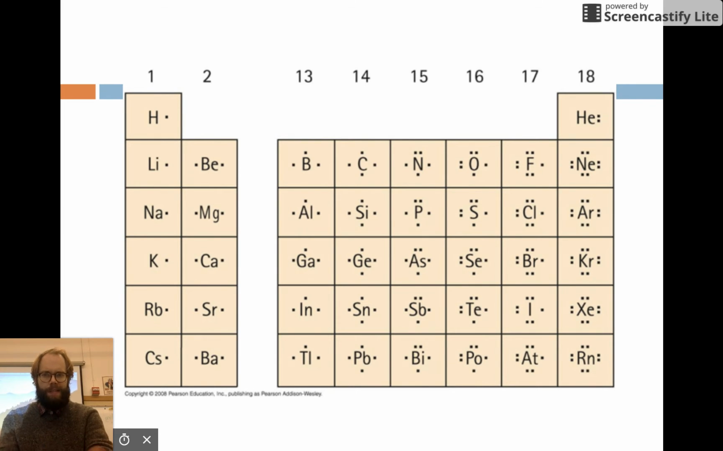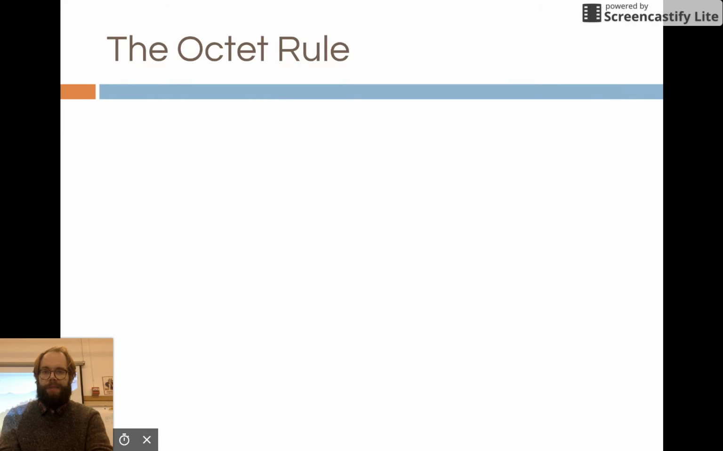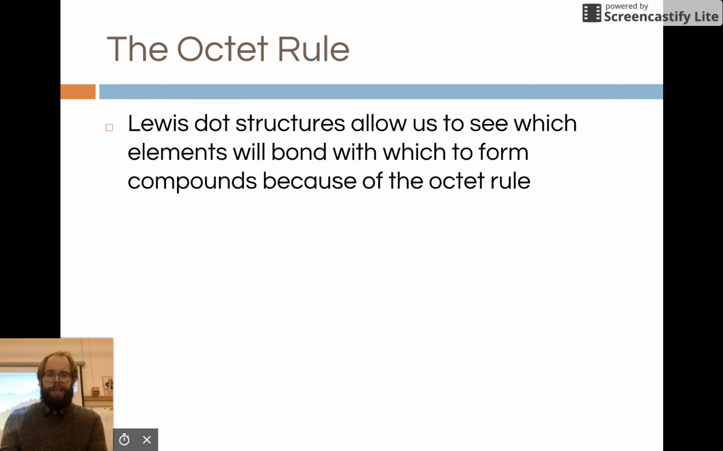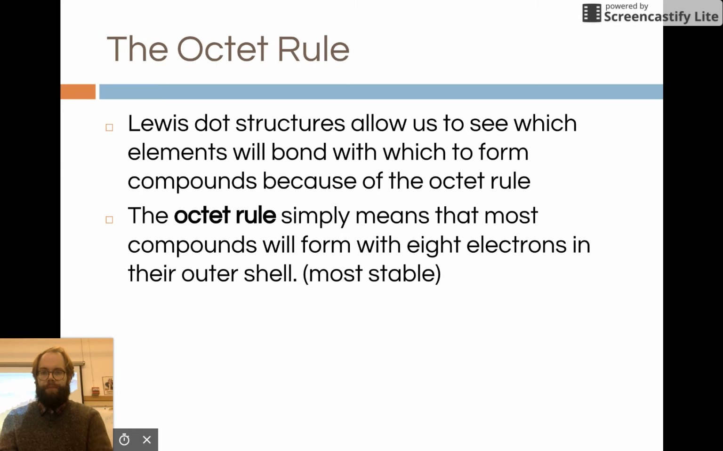Do you have to memorize this? I would know that this is how you find the number of dots, and this is how the dots would look in a Lewis dot structure for these elements. The octet rule is covered in 7.3. Now, Lewis dot structures allow us to see which elements will bond because of the octet rule. All these elements are trying to bond together so that they have 8 electrons each. The octet rule simply means that most compounds will form with a stable 8 in their outer shell.